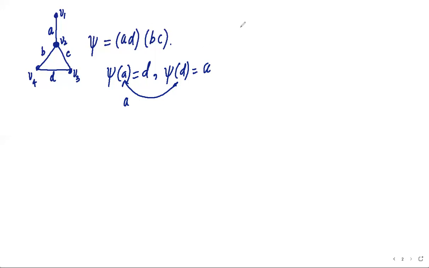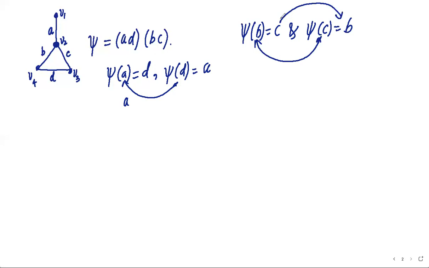Now look at this B and C. We have psi of B is equal to C and psi of C is equal to B. Now look at this B and C. Whatever they have common, that is common between B, C and B also.